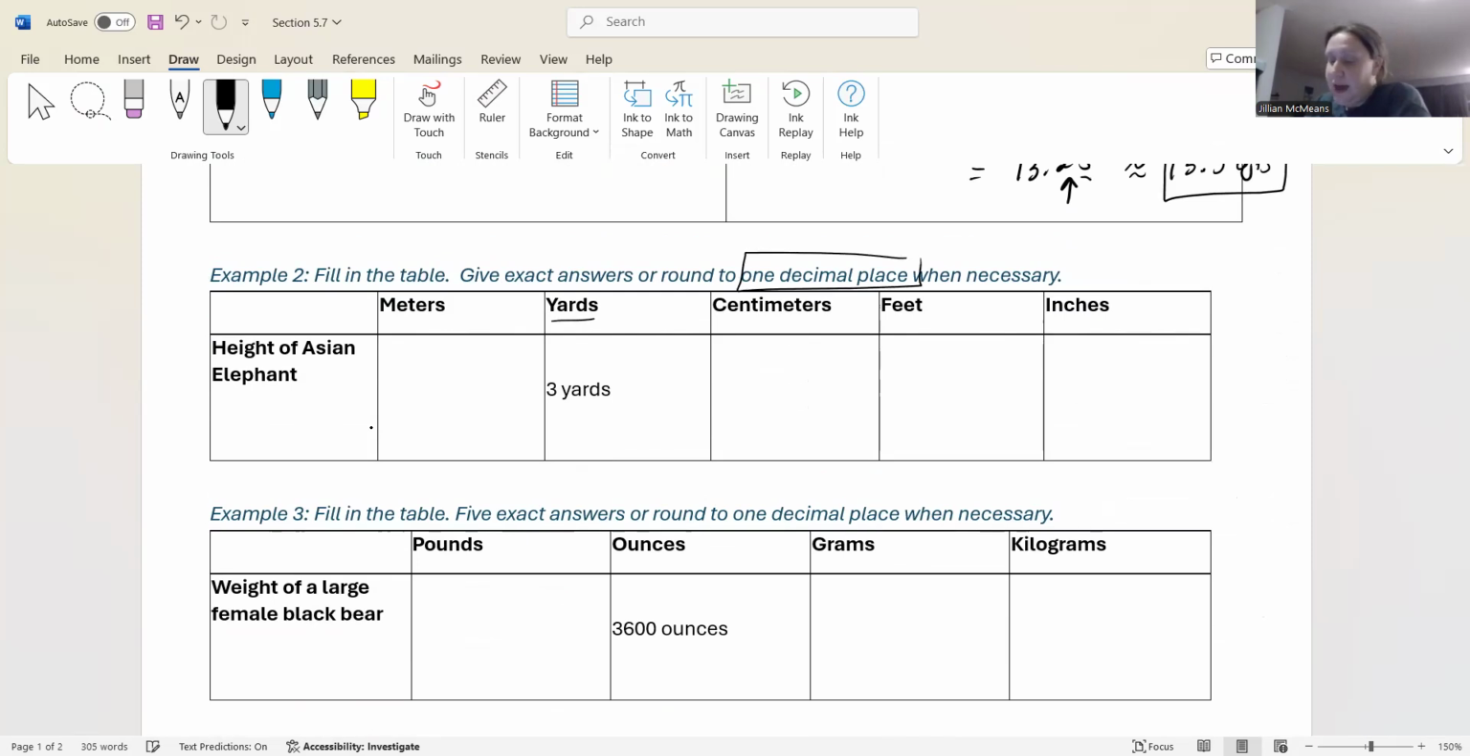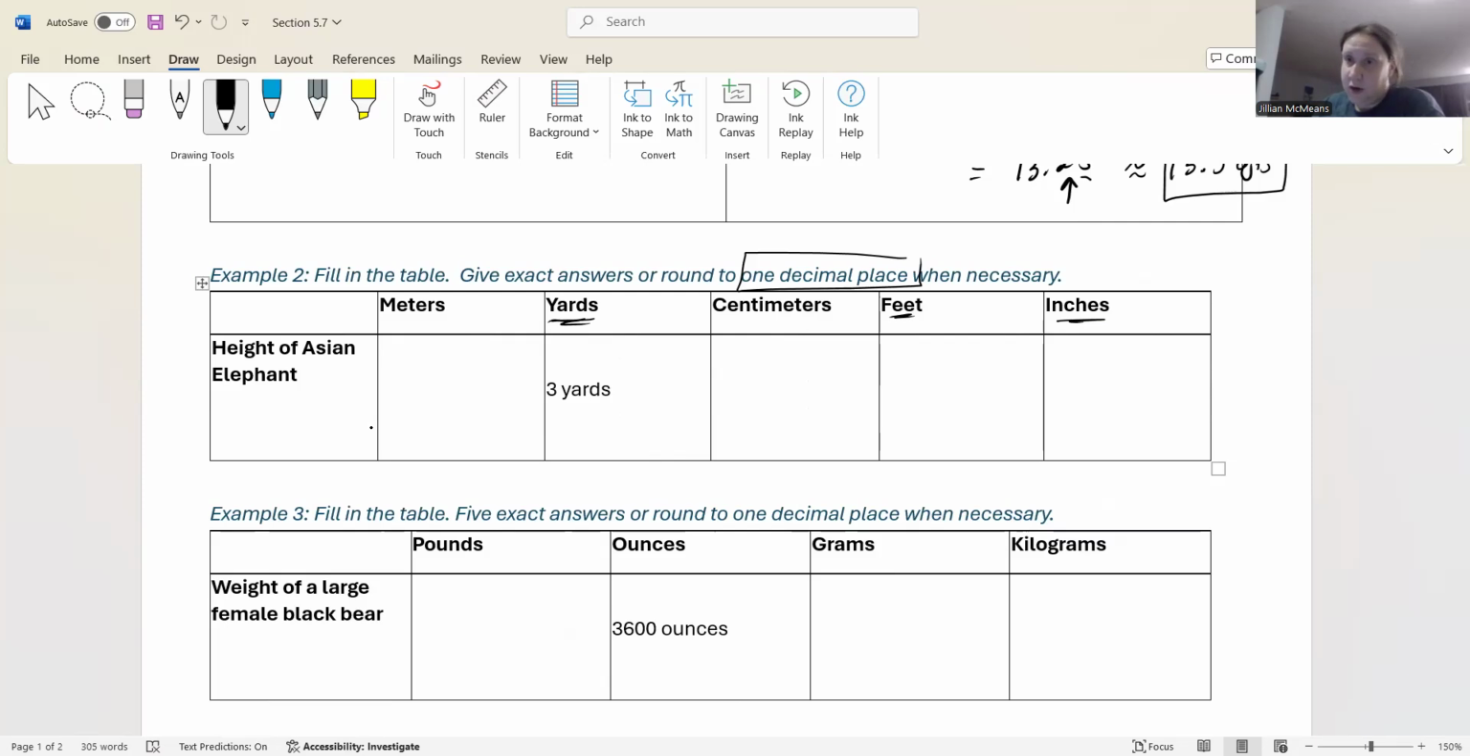So we were given that the height of an Asian elephant is 3 yards, okay? So we need to convert yards to meters, centimeters, feet, and inches. So what we want to do is try to get as many exact answers as we possibly can. So that means we want to convert within the system that we were given initially first, and then convert across systems last. So that means I want to convert yards to feet and inches first, okay?